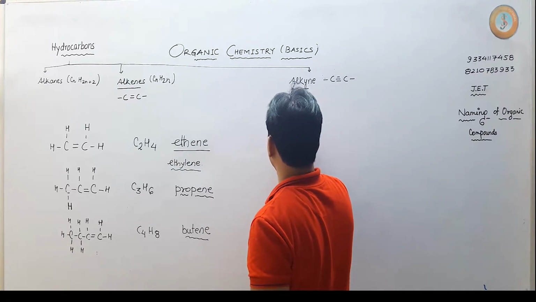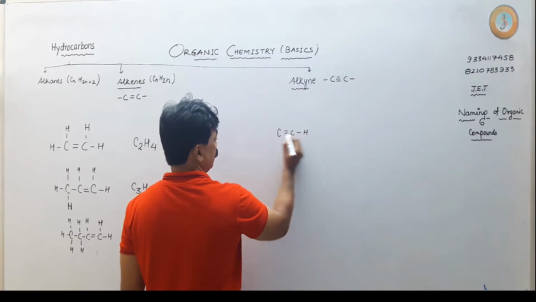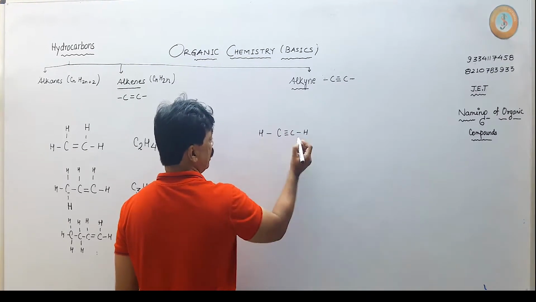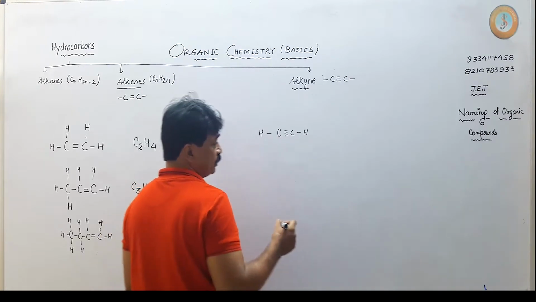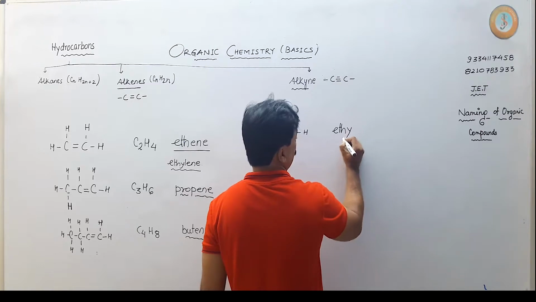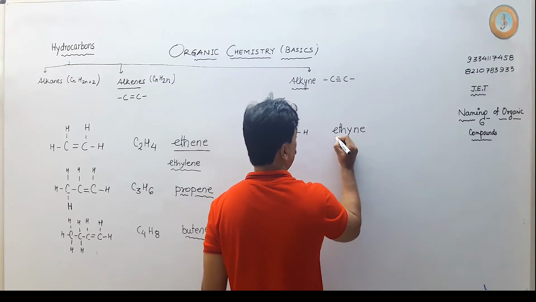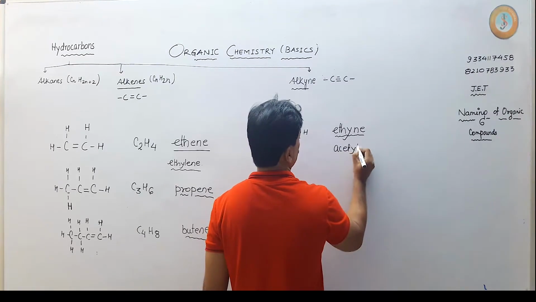So we start with, now the first one is this one, an alkyne. The first member of alkyne is this one. I put only one H because 1, 2, 3, 4. Now can you guess the name? I am putting eth. Yeah, very good. It is ethyne. And the other name is acetylene.